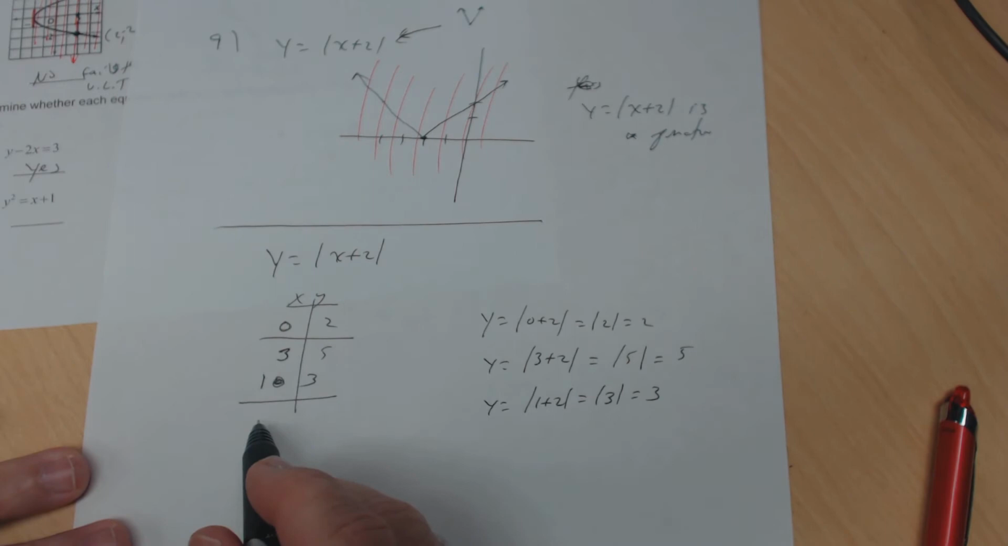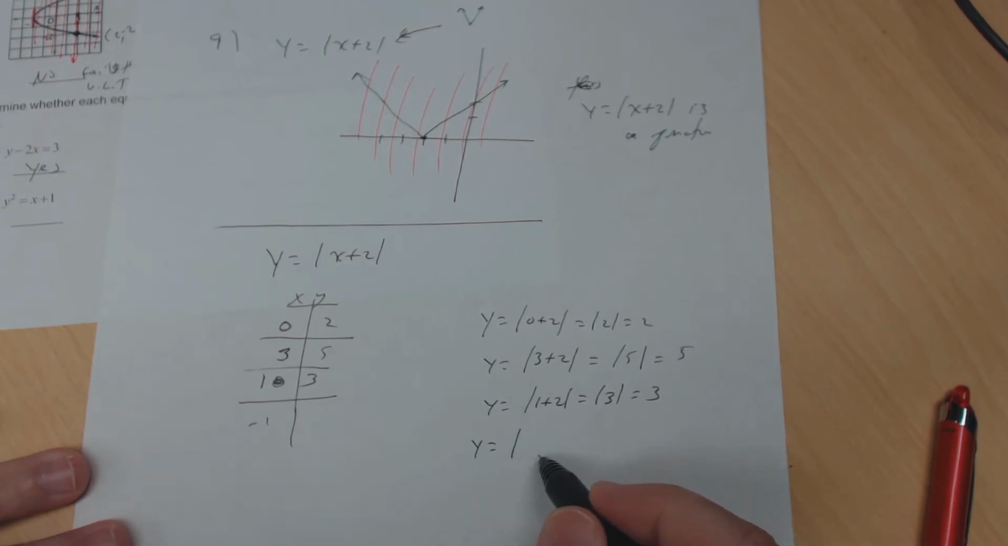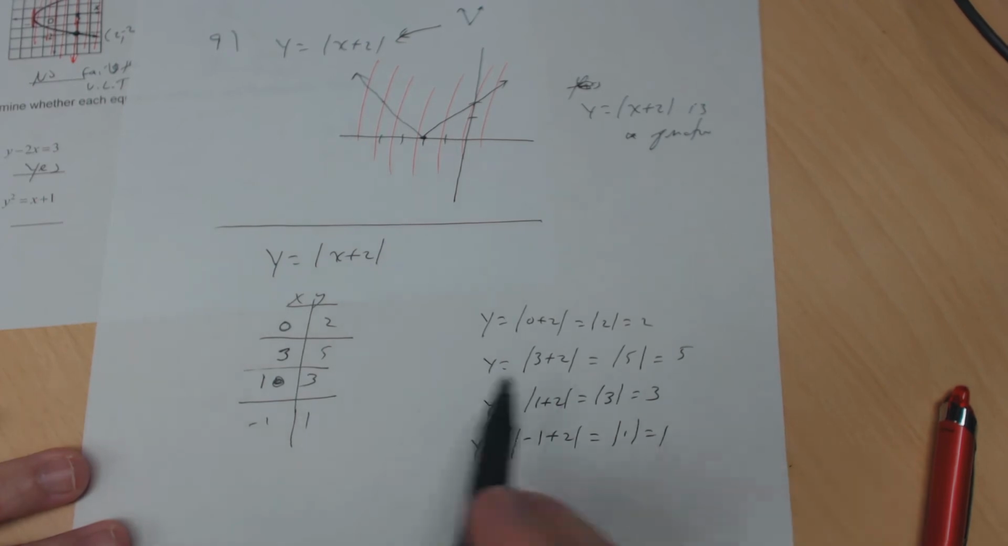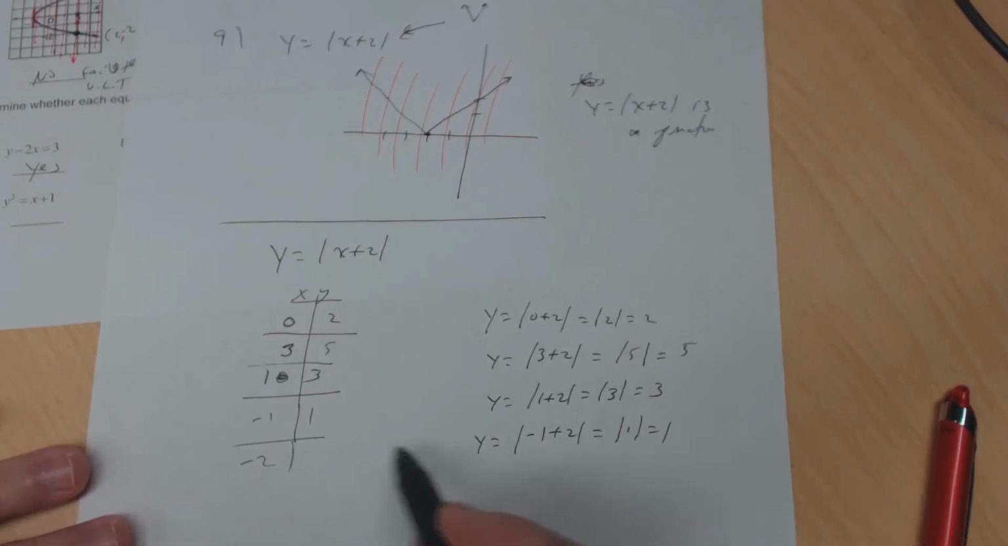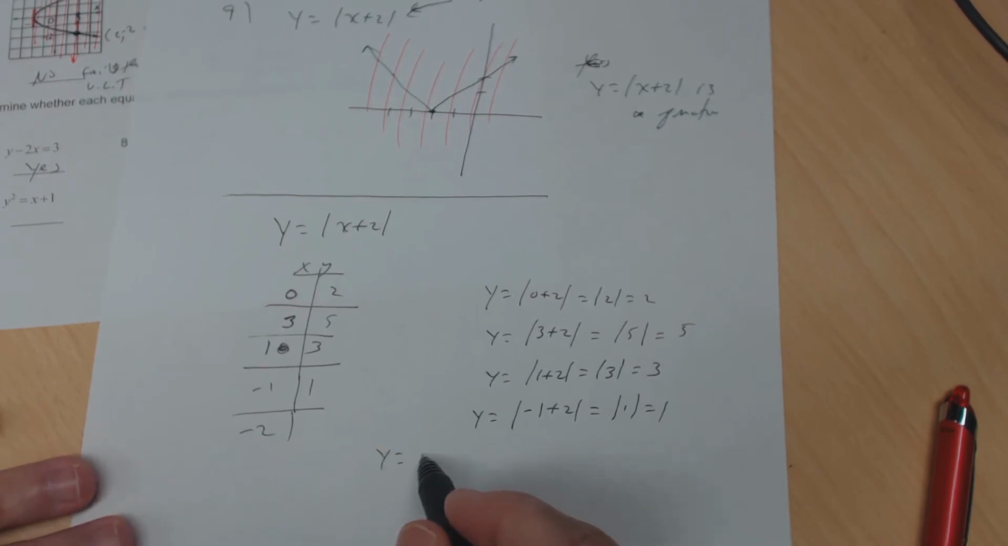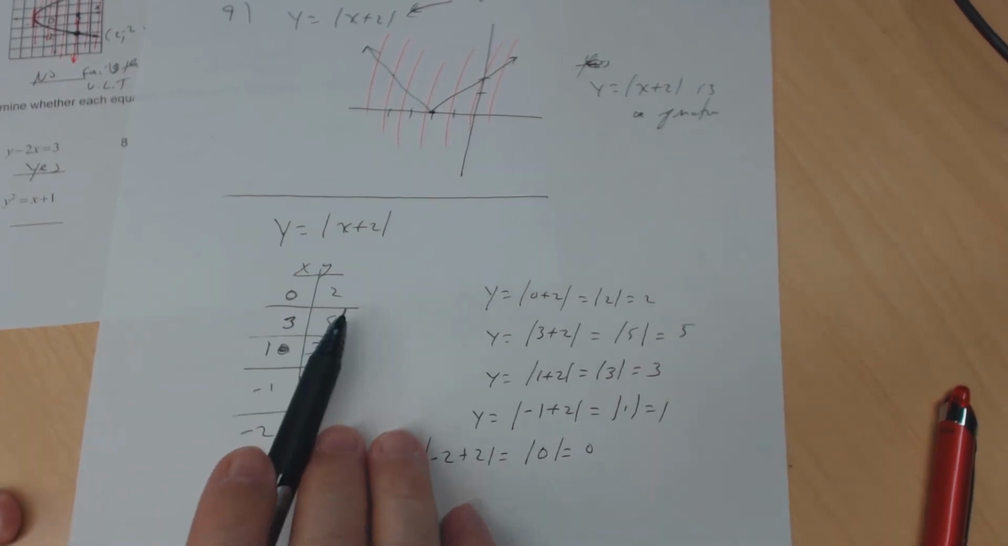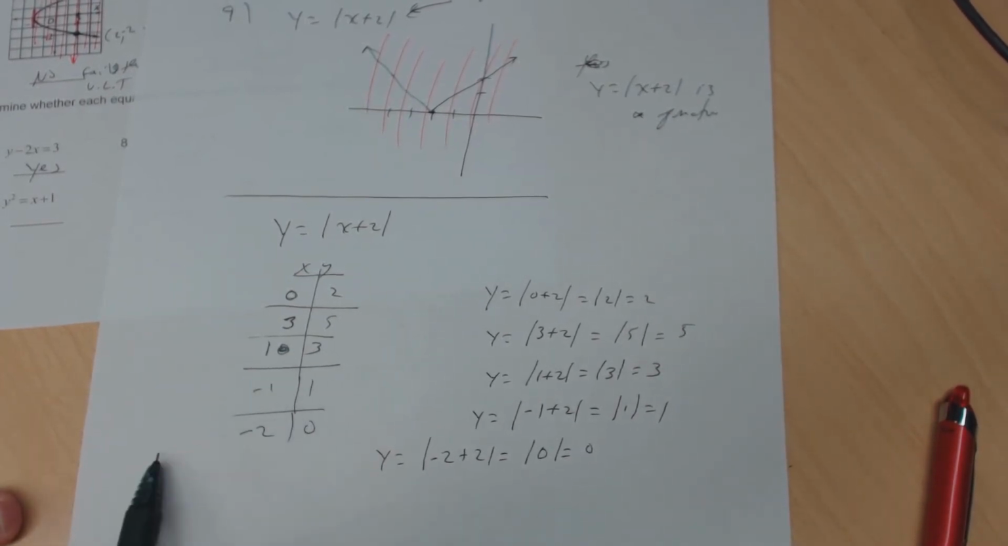When x is, let's say, negative 1, I get y equals absolute value of negative 1 plus 2, which is absolute value of 1, which is 1. So notice that for each x coordinate, there's exactly one y coordinate. And let's do one more. Let's say negative 2. When x is negative 2, I get y equals absolute value of negative 2 plus 2, which is absolute value of 0, which is just 0. All right, so notice that for each x coordinate, there's exactly one y coordinate.